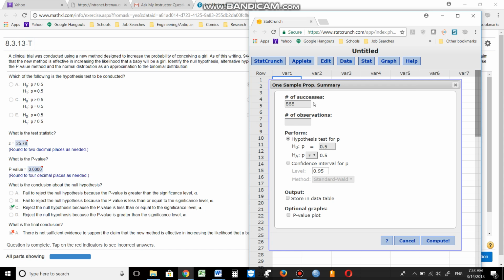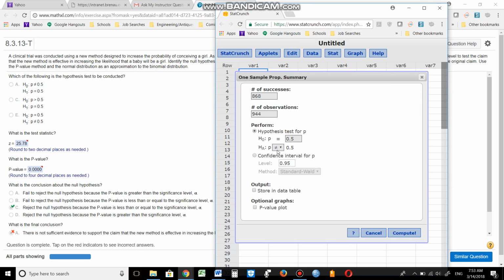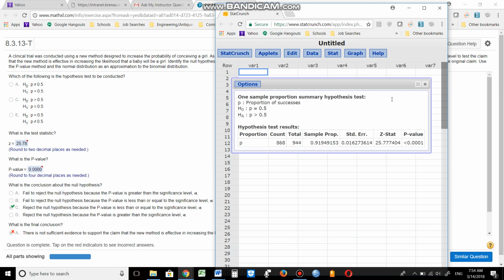The number of successes is 868. The number of observations is 944. And make sure to change this to greater than. As you can see, by default, it sets for 0.5. But always make sure to double check this area, and most certainly double check the argument in the alternative statement just to make sure. Hit compute, and here is my z-stat.